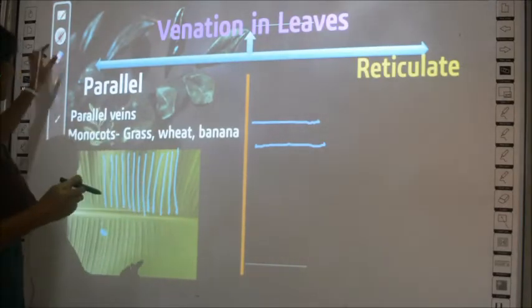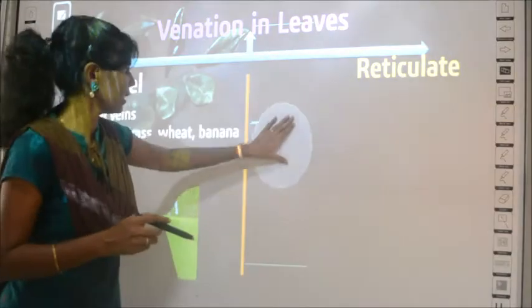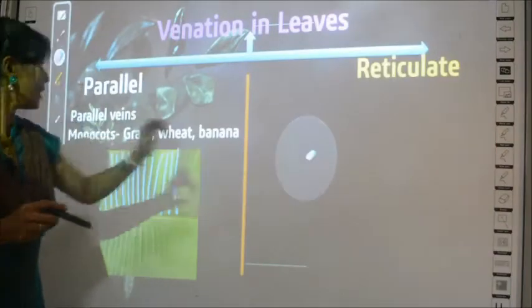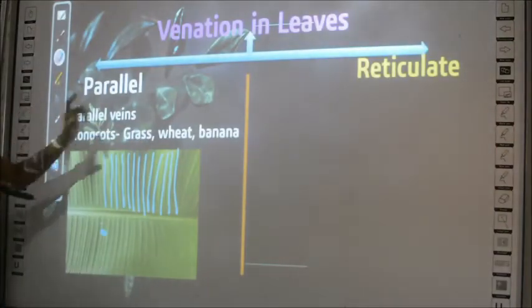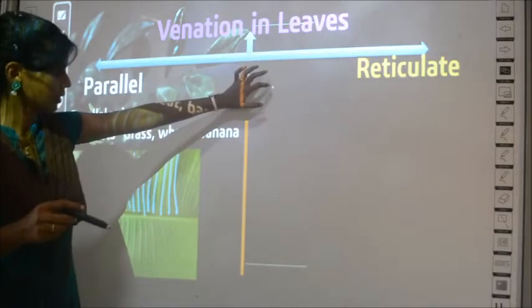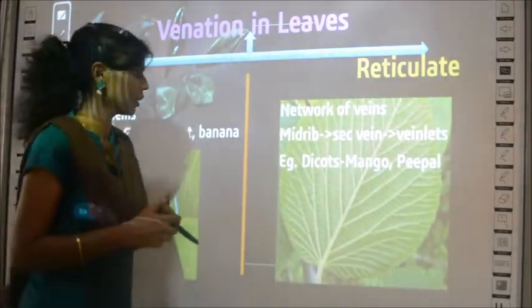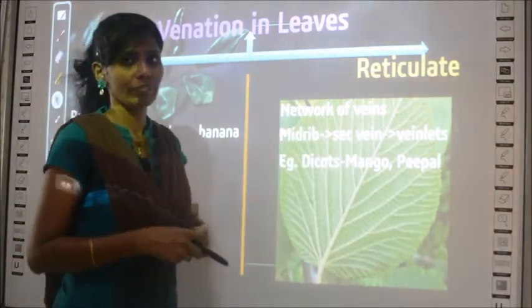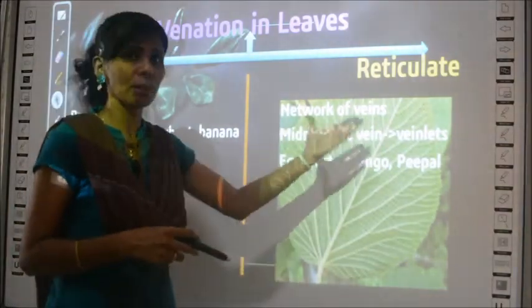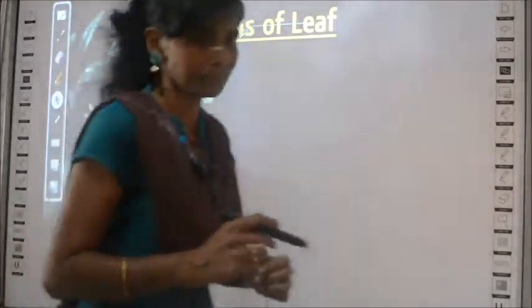What is reticulate venation? Reticulate means it is a complicated network. What all do you have in reticulate venation? I'll show you the image so that you can see. This is reticulate venation. It is a network of veins. What is a network? It is highly complicated, right? What all do you have? You have a midrib.